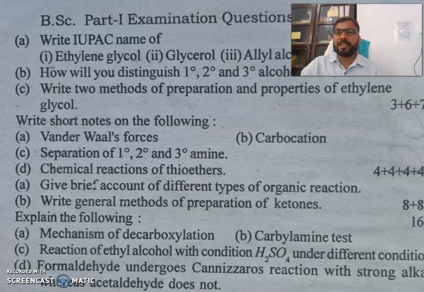Then you will get the 7.5 for this question, because if you write the IUPAC name of ethylene glycol and glycerol, that is 1 question, and allyl alcohol you will get 1 question. If you distinguish 1 degree, 2 degree, 3 degree, from each you get 2 marks, total 6 marks. We have the next question.